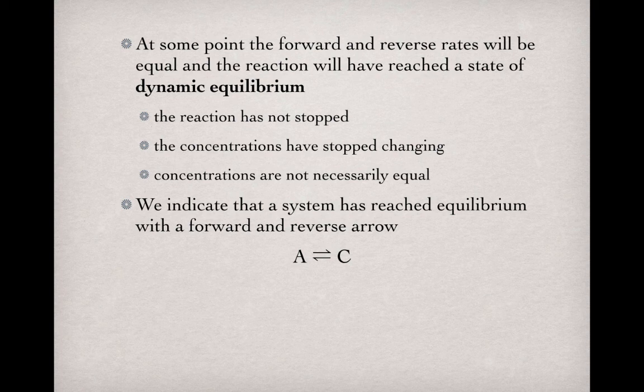Now, when we see the term equilibrium, one of the common misconceptions people have is that the concentrations of products and reactants are equal, and that just isn't true. The equilibrium is referring to the reaction rates, and the reaction rates are equal both in the forward and the reverse direction. So when we write that a system is in an equilibrium state, we indicate that with a forward and reverse arrow, as we see here with A and C.